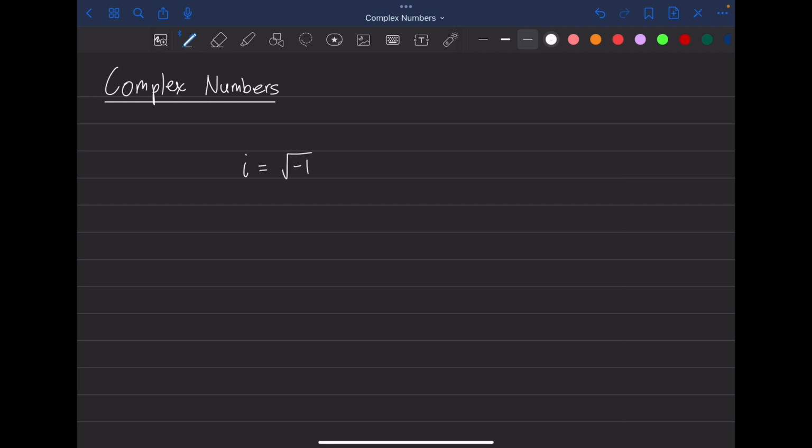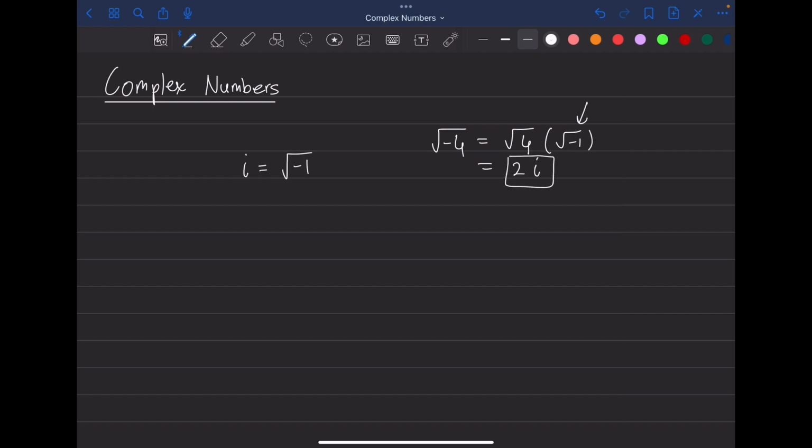So this might be new because you're probably used to not being able to take a square root of a negative number, but now this changes. So for example, if I ask you, what is the square root of -4? You can rewrite this as the square root of 4 times the square root of -1. Pretty simple. Square root of 4 is 2, and now we know that the square root of -1 is equal to i. So the answer is 2i.